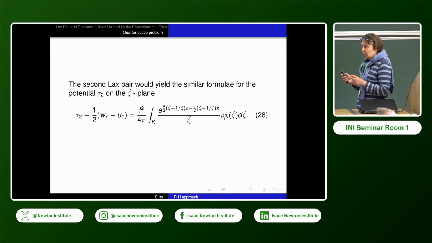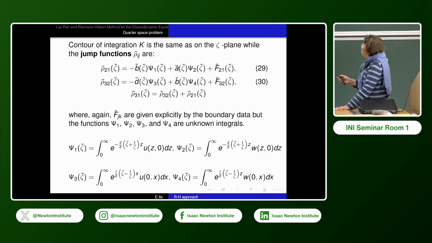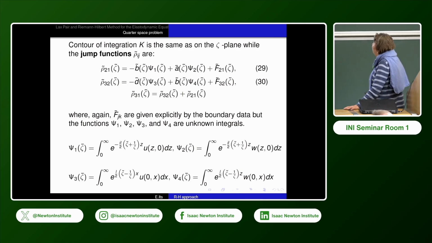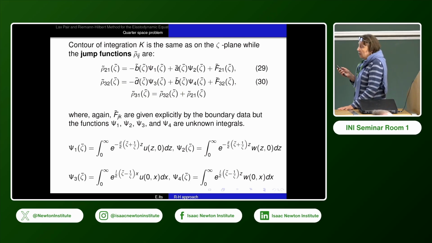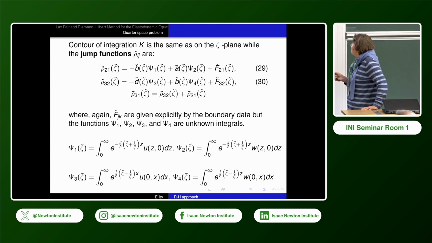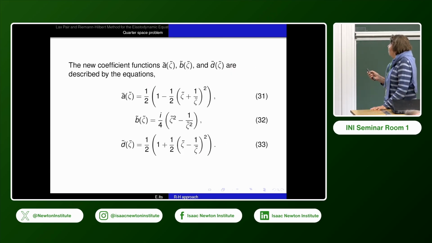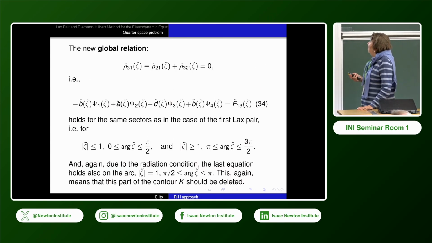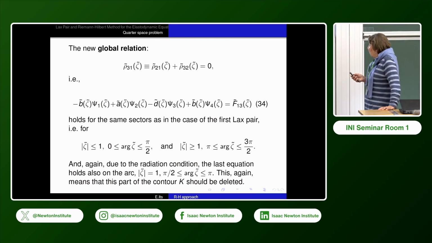The same approach is used for the second Helmholtz equation and the second Laplace Lax pair, and finally we come up also with the set of 4 unknown functions and 2 known functions, and the total number of unknown functions is now 8, so we need to do something about that.